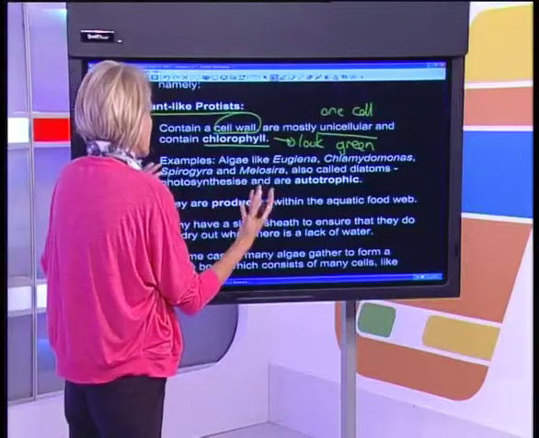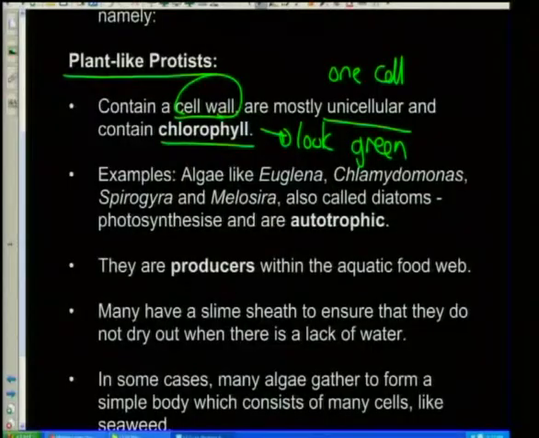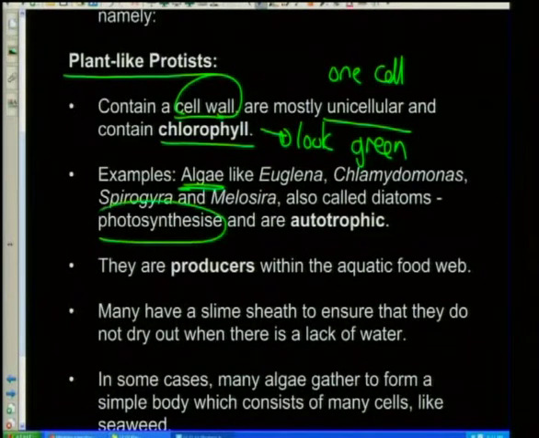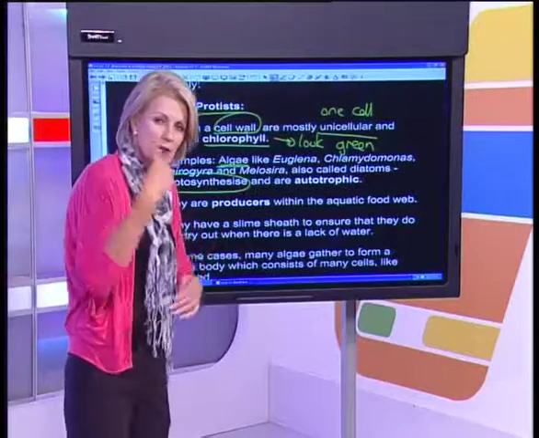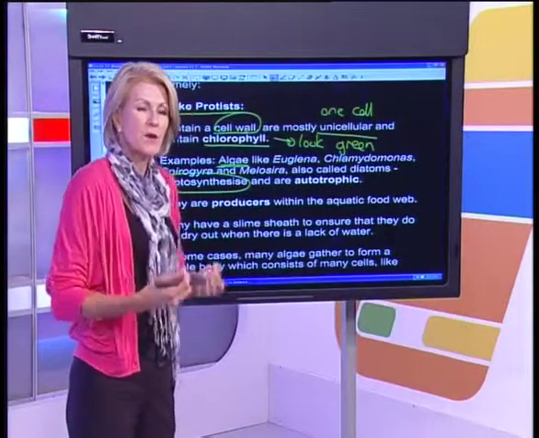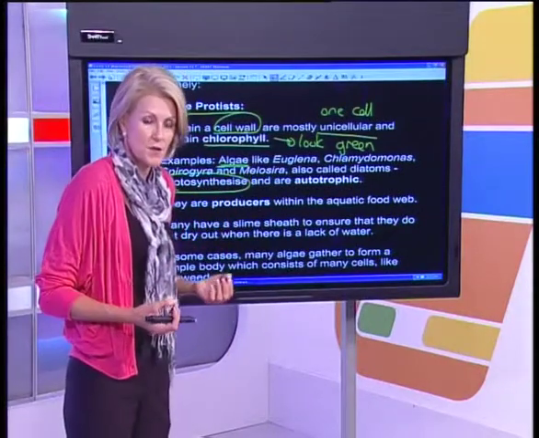Then examples, you've got your algae, all right? They float around in any water mass. And then you've got your various types. For example, your Euglena, Chlamydomonas, Spirogyra, Amelicera. They are all diatoms. They are able to photosynthesize. And you see how the same thing comes up over and over again. It's because they expect you to know this.